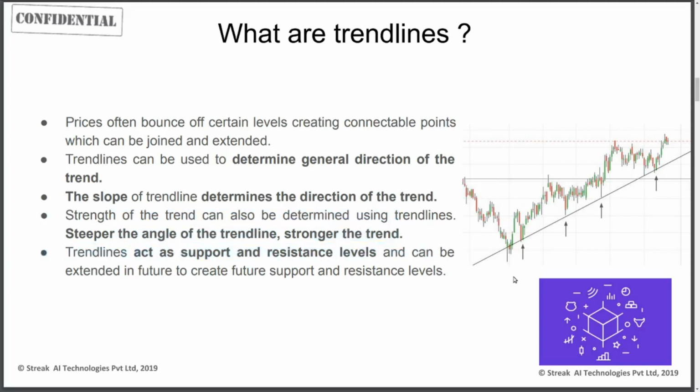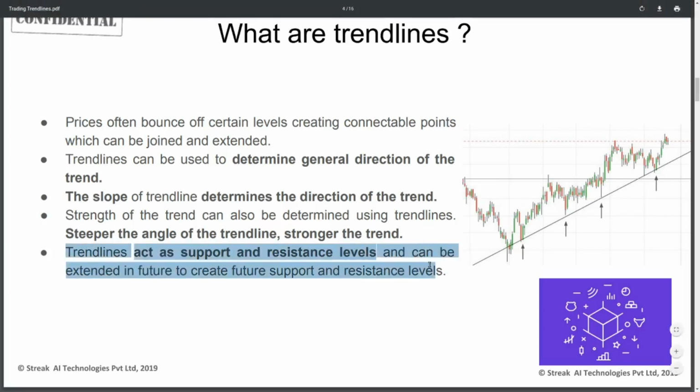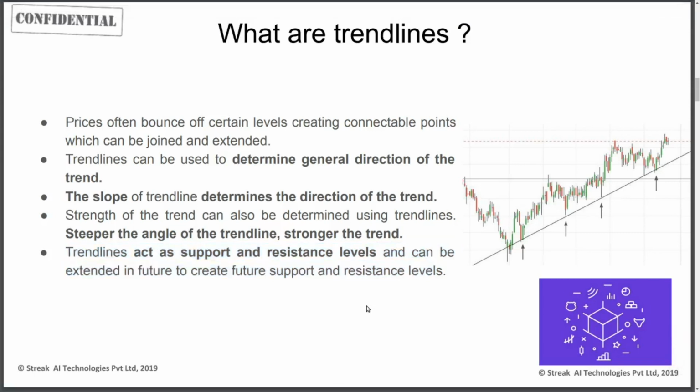So the steeper this line is... if this line is flat or very horizontal in nature, then the trend is very weak. But if it is highly inclined, that means if the slope is more, then it indicates a stronger trend. Also, the more points that can be connected to form this trend line, the stronger the viability of the trend line. A trend line acts as support and resistance and can be extended in future to create future support and resistance levels.